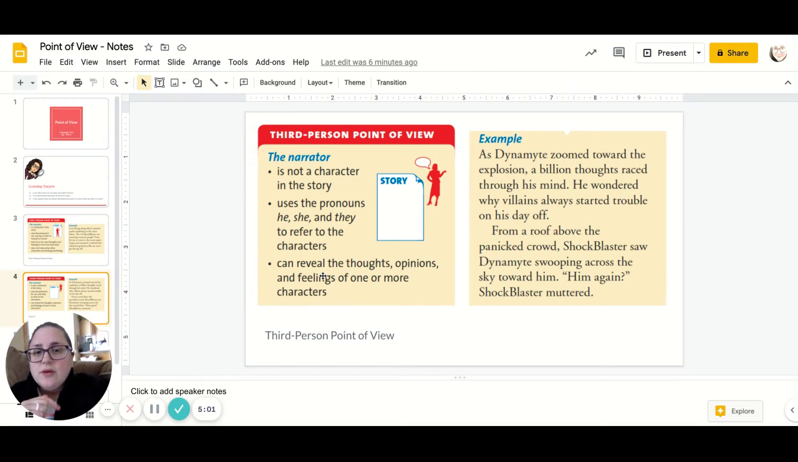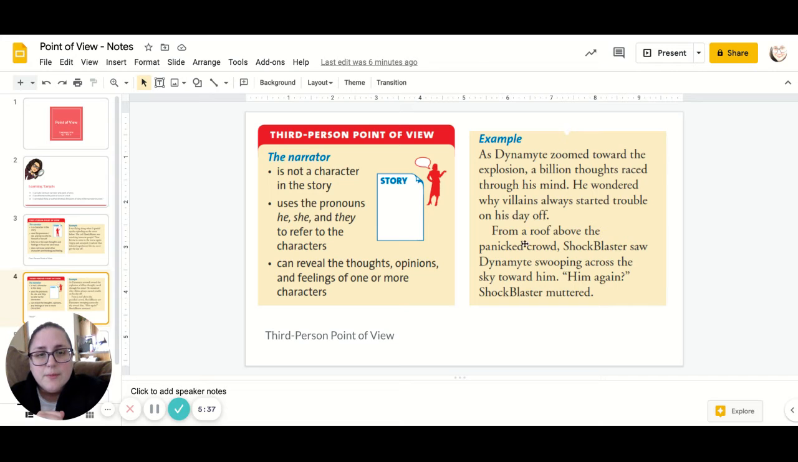And then the narrator can reveal the thoughts, opinions, and feelings of one or more of the characters because they're able to be outside of the story. Remember, it's not just from their perspective, the I, me, my within the story. It is a third person point of view. They get to use those pronouns, he, she, and they. Let's take a look at our example here. As Dynamite zoomed toward the explosion, a billion thoughts raced through his mind. He wondered why villains always started trouble on his day off.